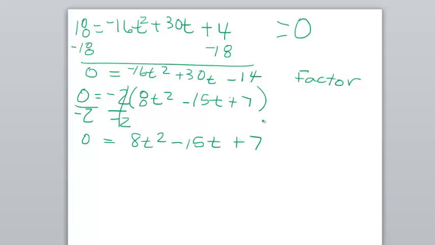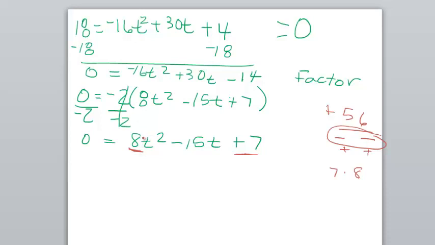Okay? Now, here again, you might do it intuitively, but I need to do it the long way. So 8 times positive 7 is positive 56, right? And I have to find factors of 56 that add up to this. Now because this is positive, I know that my factors will either be both negative or both positive. Okay? So the factors of 56, I could do 1, 2, 3, 4, 5, 6, but I know that 7 times 8 is 56, and I know that 7 plus 8 is 15. They're both going to be negative.